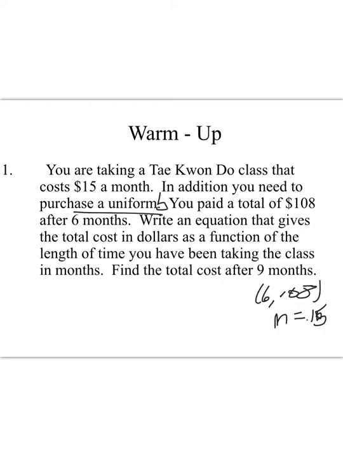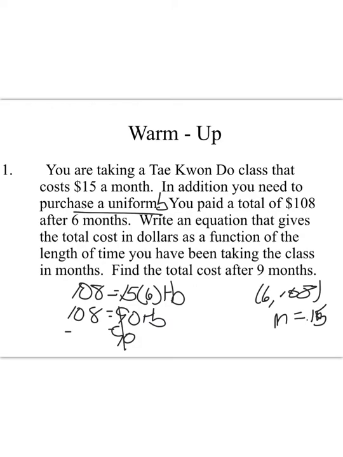So looking for my equation, so 108 equals 15 times 6 plus B. So 108 will equal 90 plus B. We're going to subtract 90 from each side. And we end up with B equaling 18. So my final equation is y equals 15x plus 18. And the 18 represents the cost of the uniform.